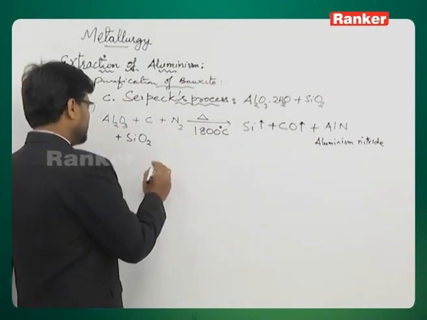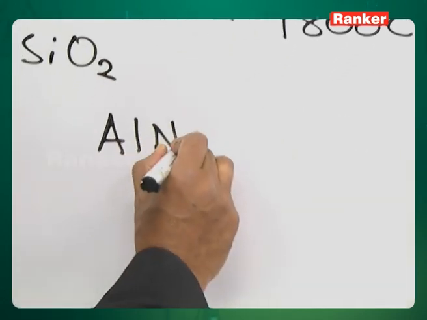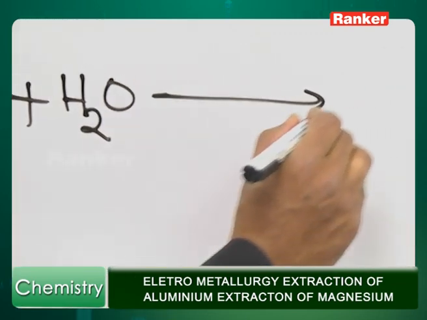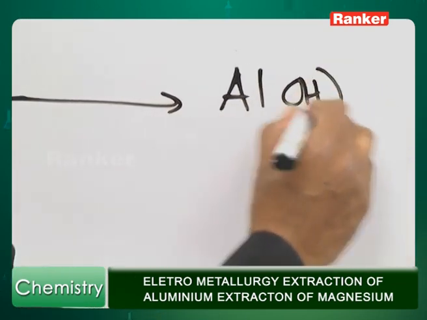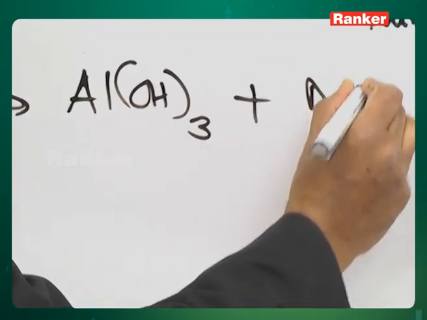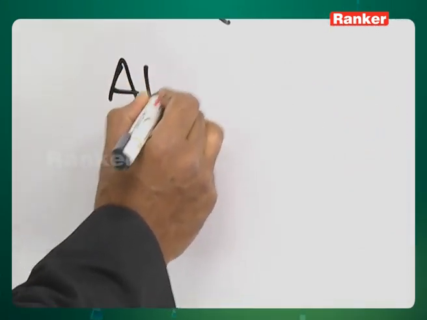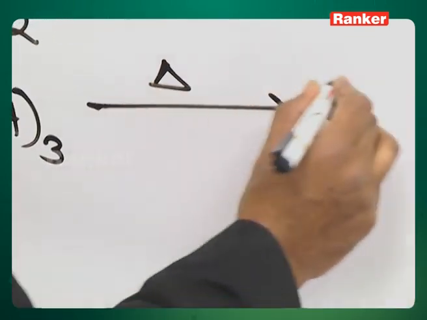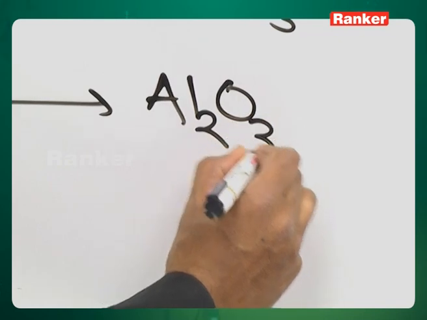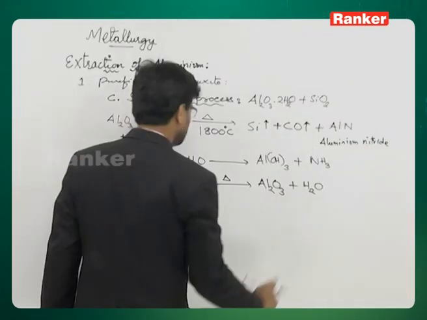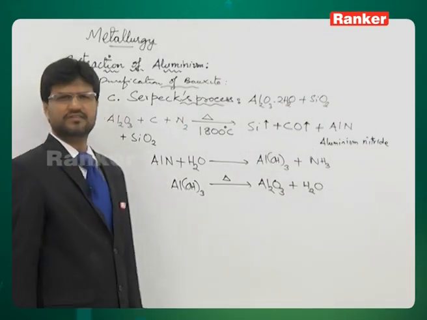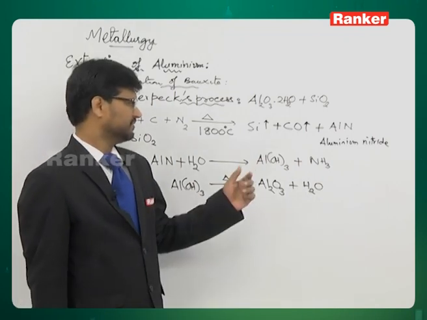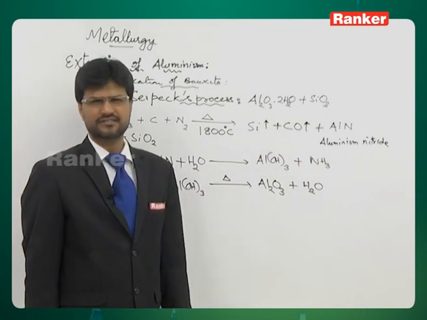Now, AlN is then treated with steam. Hydrolysis takes place and you get Al(OH)3, and ammonia gas escapes out. This on ignition gives rise to Al2O3. This is the process called Serpek's process. We lose silica as silicon.